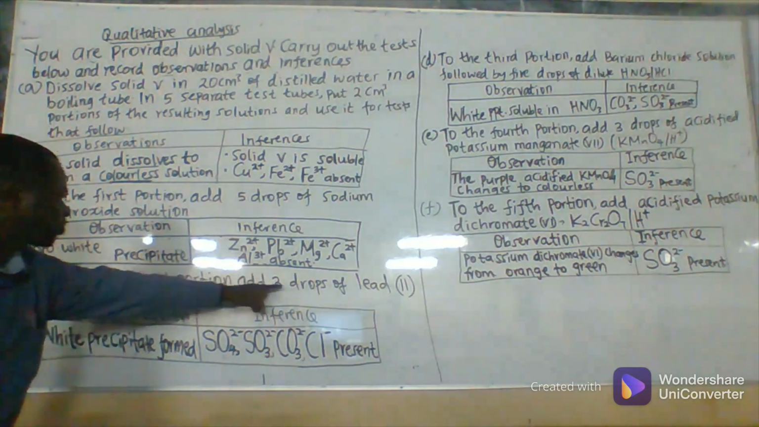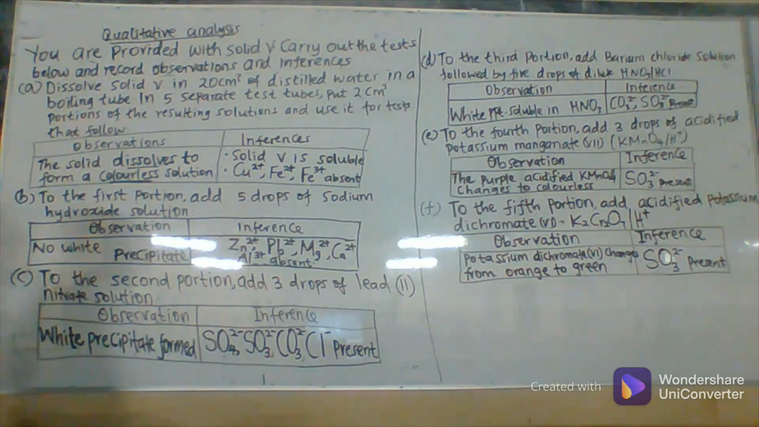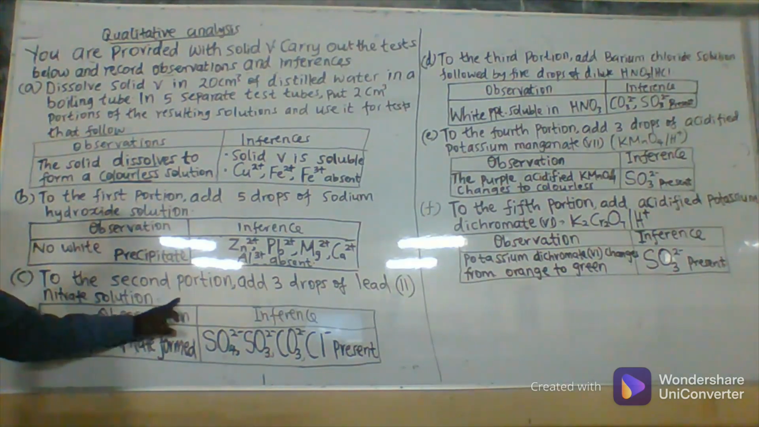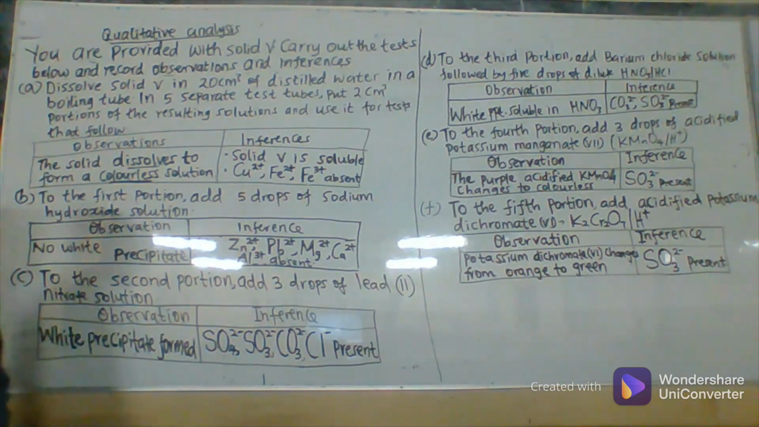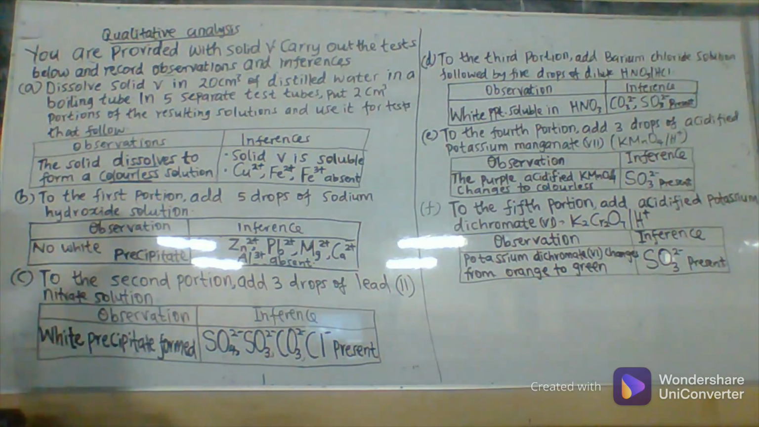Add 3 drops of lead nitrate solution. Lead nitrate solution is used to test for anions. And whenever you add the lead nitrate solution, of course, you expect a white precipitate. You expect it to form a white precipitate. And if you don't see a white precipitate, then you write that no white precipitate is formed.